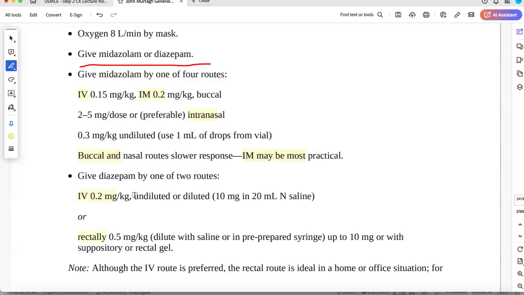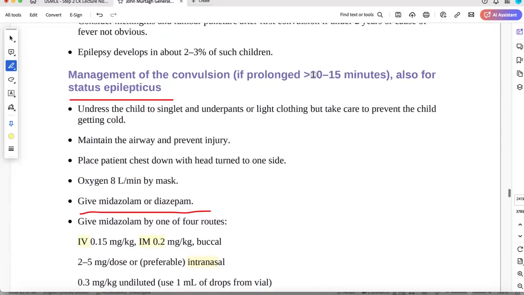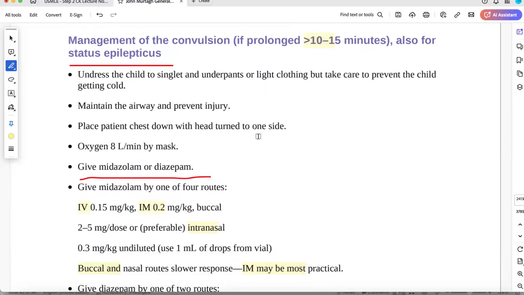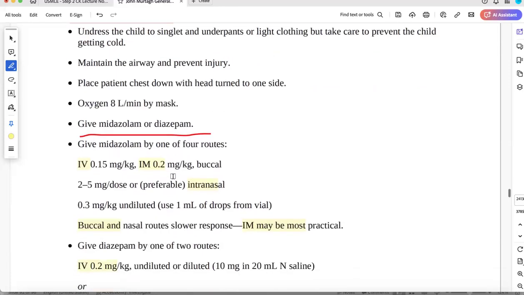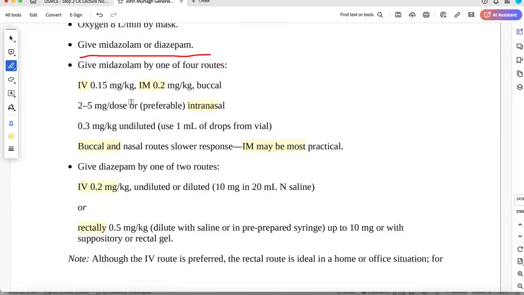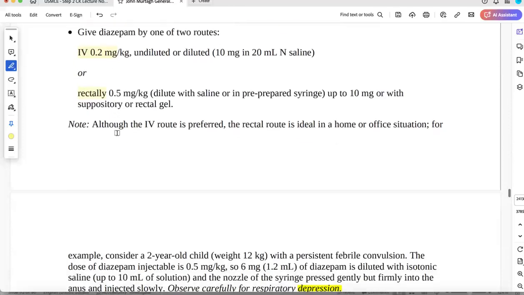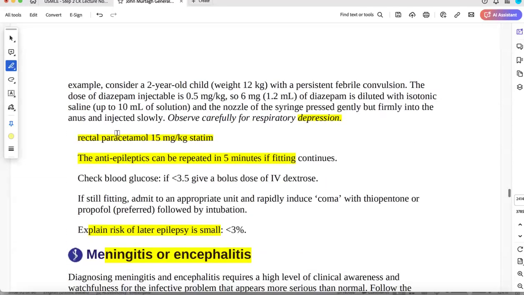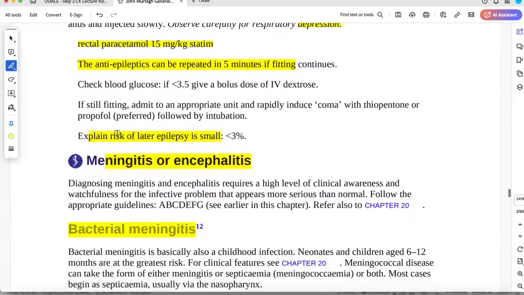So if a patient is having a febrile convulsion, but the convulsion is lasting more than 10 to 15 minutes, in those patients, you have to start with some of these midazolam or diazepam so that the seizure can be controlled. Okay, so to control the seizure, you can give either midazolam or diazepam. Any of these will be fine.